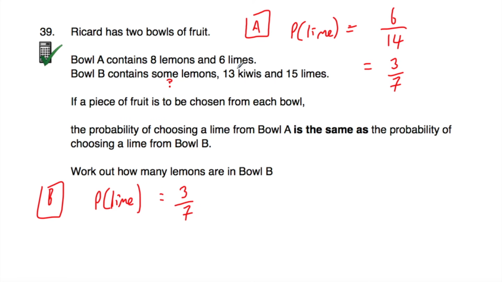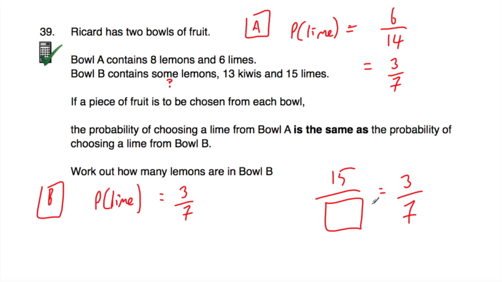So that's going to be useful, because that'll help us find how many lemons are in the bowl. If I wanted to find the probability of choosing a lime from bowl B, I know it would be 15 over the number of pieces of fruit in the bowl. It would be 15 over something. That would be the total number of pieces of fruit. But we know that when this is cancelled down, we get an answer of 3/7, because we know the probability of choosing a lime is equal to 3/7.